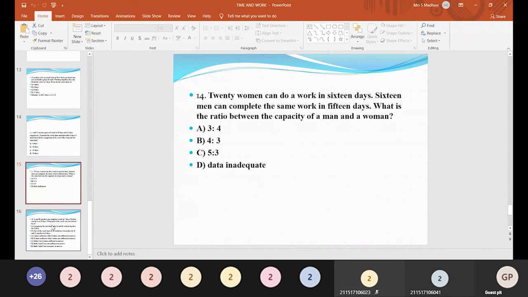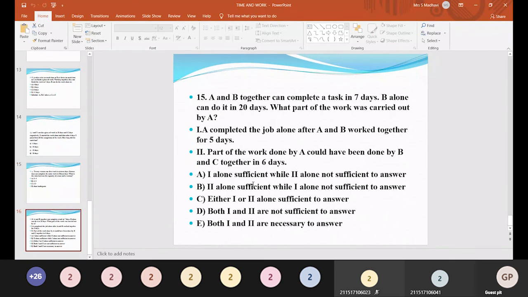Coming to the 15th problem. A and B together can complete a task in 7 days. B alone can do it in 20 days. What part of the work was carried out by A? See, the statement 1 is given as: A completed the job alone after A and B worked together for 5 days. And the second statement is: the part of the work done by A could have been done by B and C together in 6 days. Here, the answer is A. Statement 1 alone is sufficient to find out the answer.